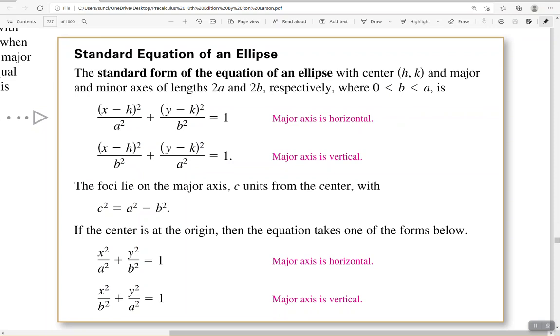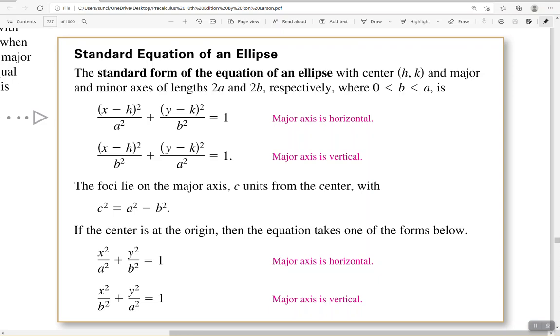Standard form of the equation of an ellipse with center h, k. So h, k previously was the vertex of a parabola. Here it's the center of an ellipse. And major and minor axis of lengths 2a and 2b respectively. So the length of the major axis is a units on both sides from the center. So that's 2a. And the measure of the minor axis is b and b on both sides of the center, so altogether is a distance of 2b. And b is less than a, because the minor axis is smaller than the major axis.